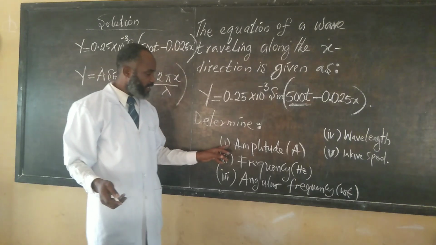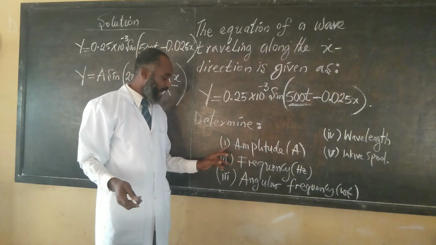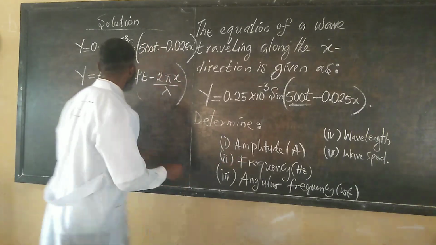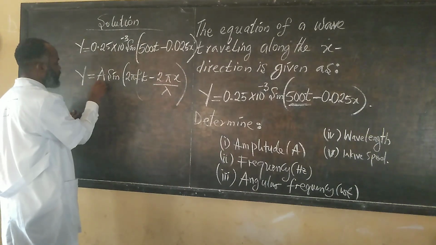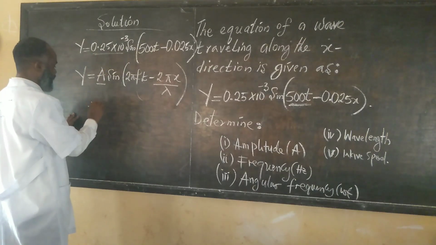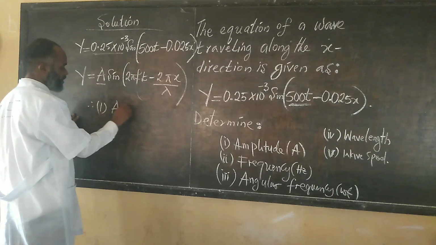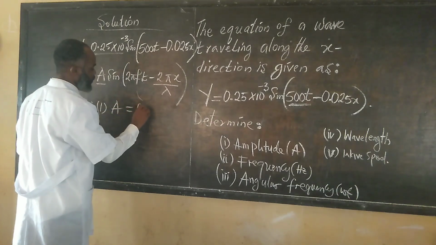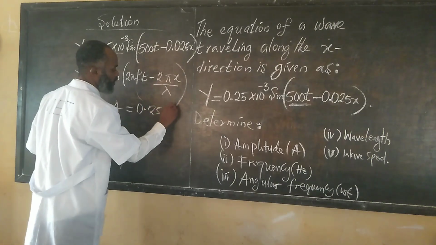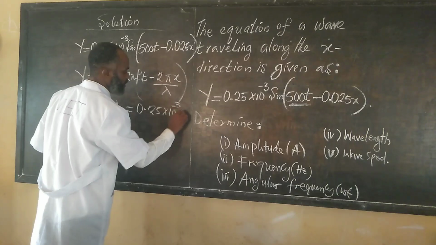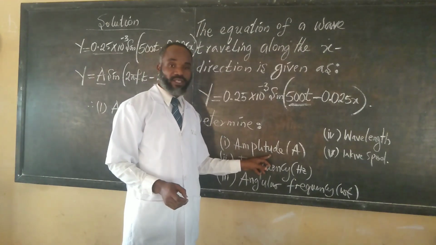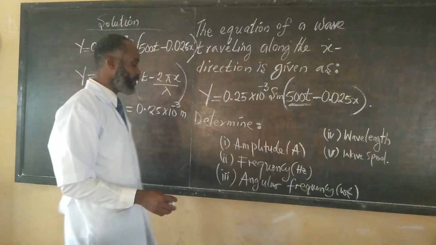So for us to find, the question says determine, first, the amplitude. This is the position of the amplitude, so any number here represents the amplitude. Therefore, the amplitude A is given as 0.25 times 10 raised to power minus 3 meters. So the amplitude has been determined.